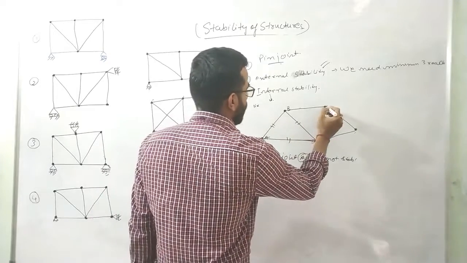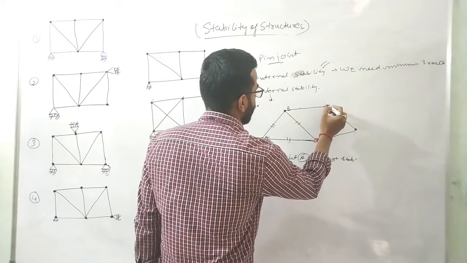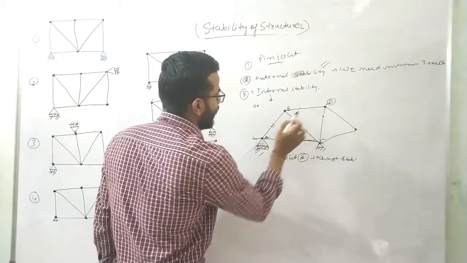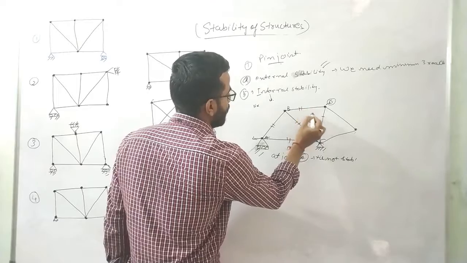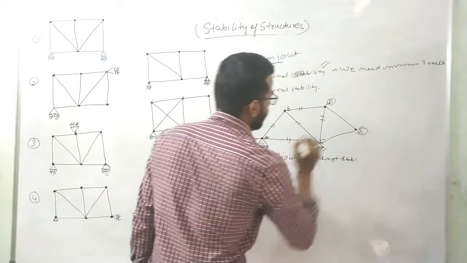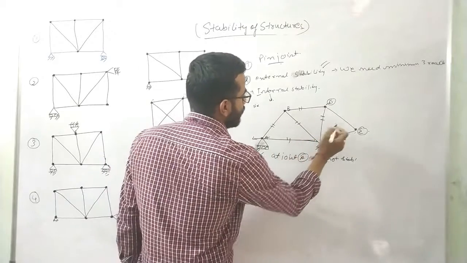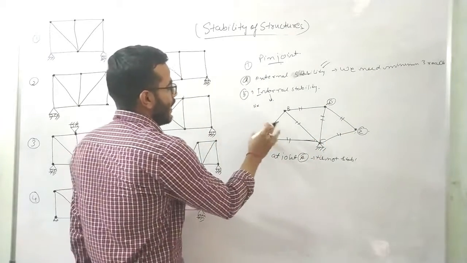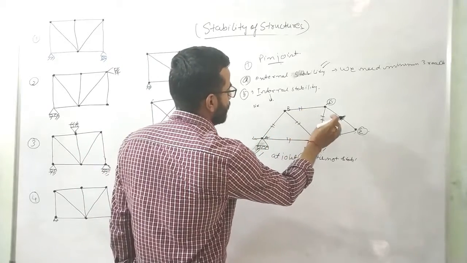Now I keep one more joint at D. If I want to connect B, C, D, I need only two members, this member and this member. Now I have one more joint over here, E, and I want to connect B and C with one more member. So initially I require three members, and after that I require two members and two members.